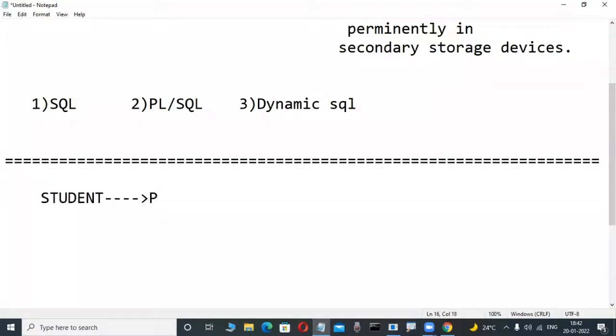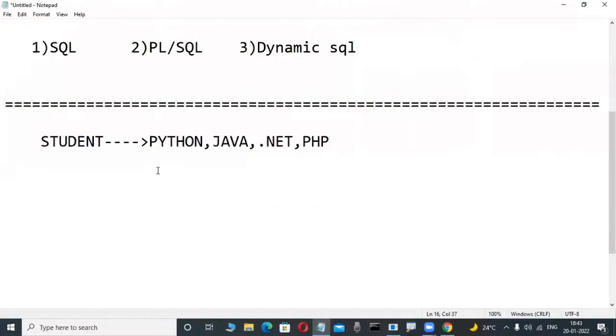Nowadays they are learning Python, or Java, or .NET, ASP.NET, web-based applications and PHP. These types of front end applications they are all learning. These persons are web-based application programmers. Okay, web-based is also possible in Java or Python.